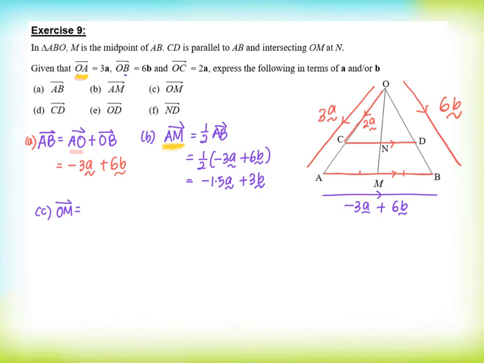So in this case, OM will be, starting from O, I can go to point A, and then from point A, I'll go to M. So O to A is given to be 3A. A to M, I found the answer just now, so I'm going to use it. Negative 1.5A plus 3B. And simplifying it, I'll get 3A minus 1.5A, a positive 1.5A, and positive 3B.